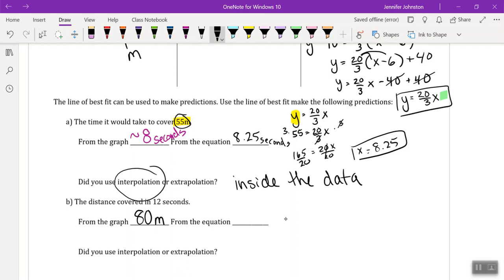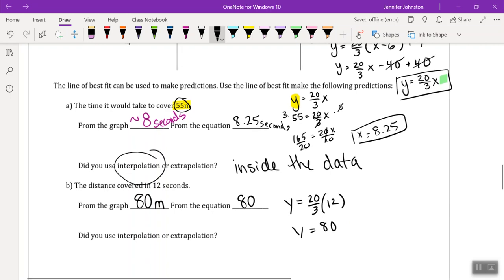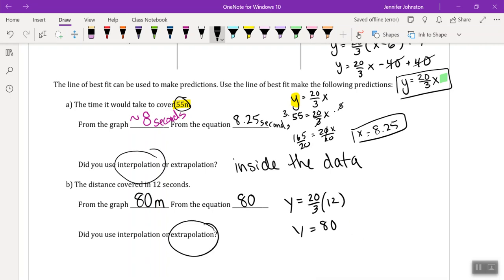But from the equation, we can actually figure it out more than just an approximate. So we would sub in 12 for x, and here we get y is equal to 80. So it is actually 80. Wow. And here we are extrapolating because it is outside the graph for the data.